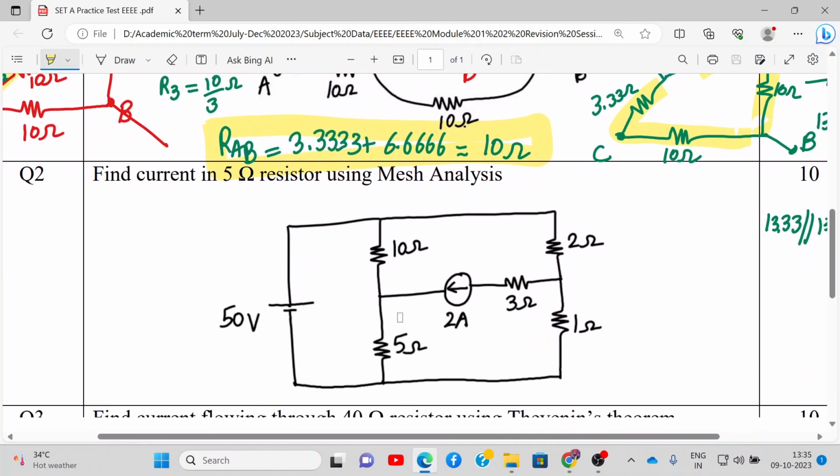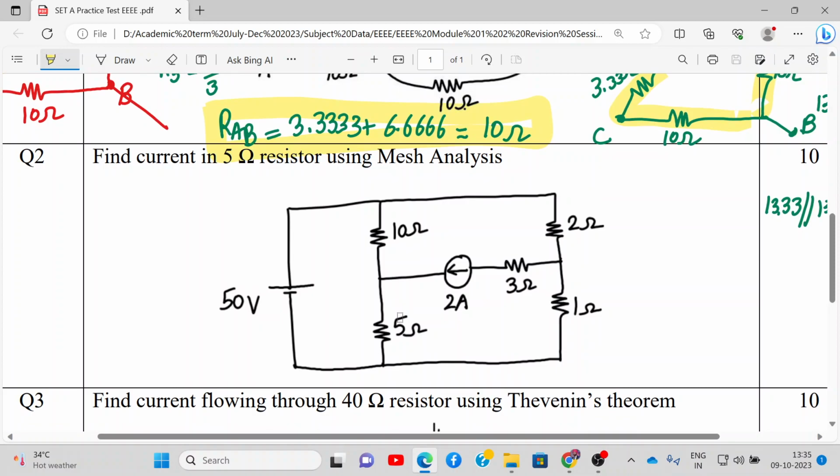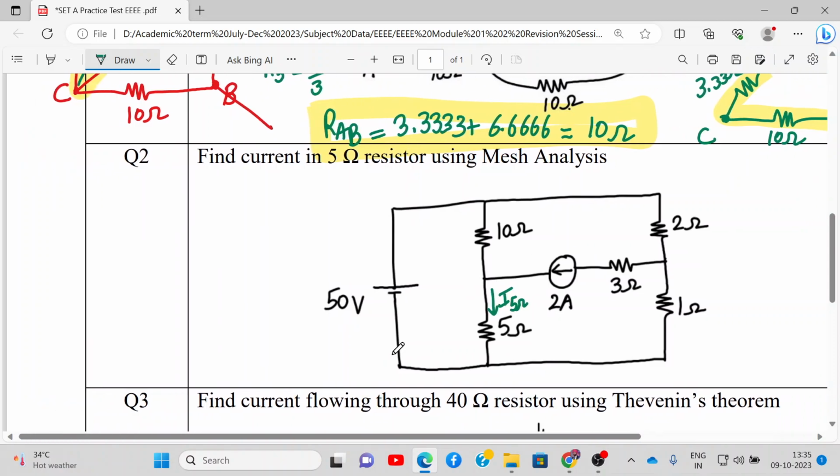Okay. So now we go to numerical number 2. We need to find the current through 5 ohm resistance using mesh analysis. Okay. So this is my current through 5 ohm resistance. I can write it as I of 5 ohm, and we need to find the current through 5 ohm resistance now using mesh analysis. So let's start with our discussion.